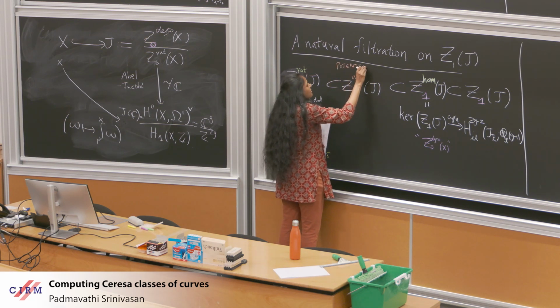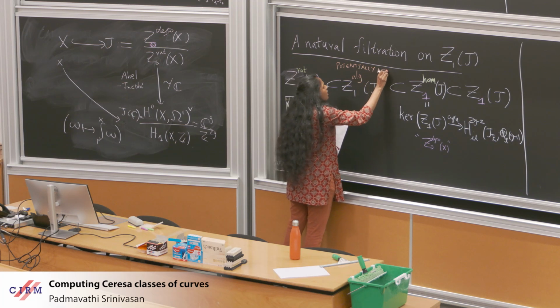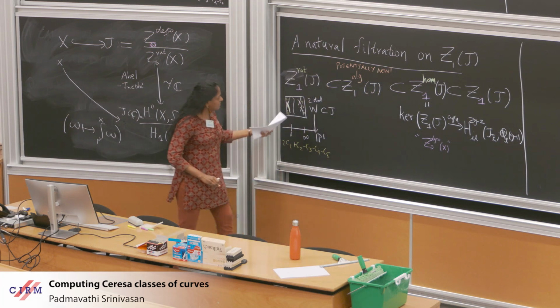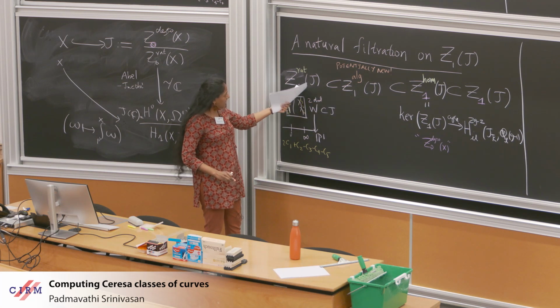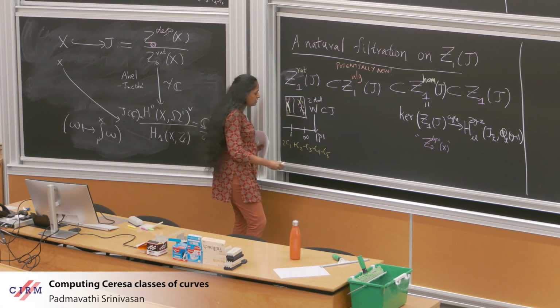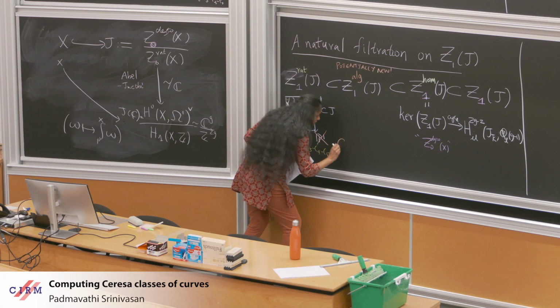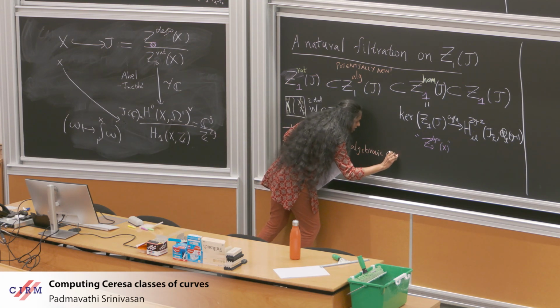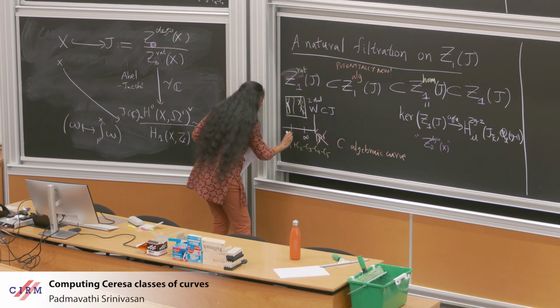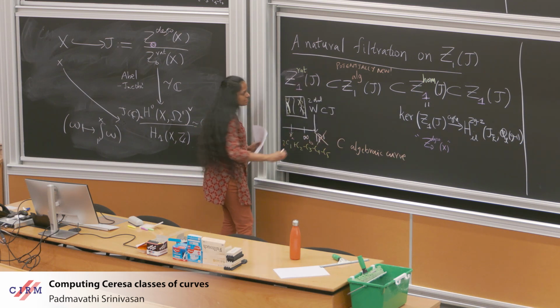We don't know yet. We'll make a definition. So the definition of this subgroup here is exactly like the rationally trivial cycles, except you replace this P1 by an arbitrary algebraic curve. And you identify the fibers above any two points, right?